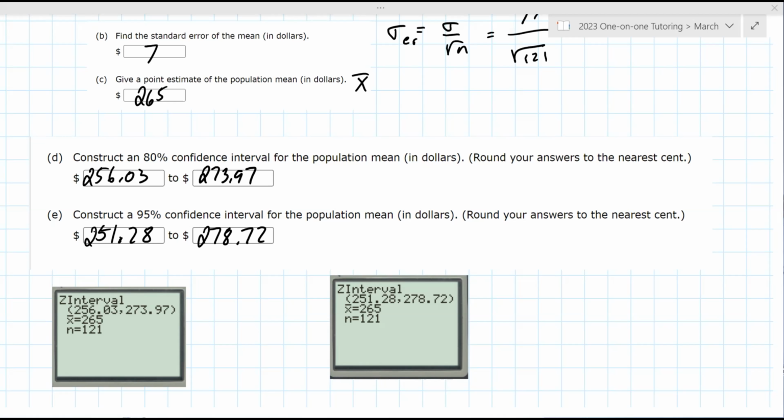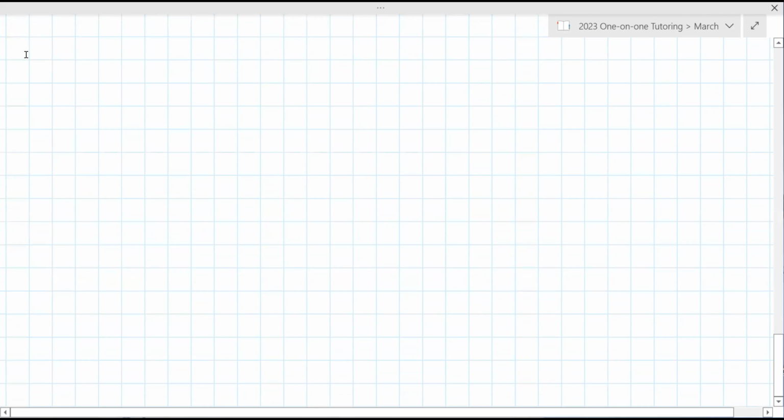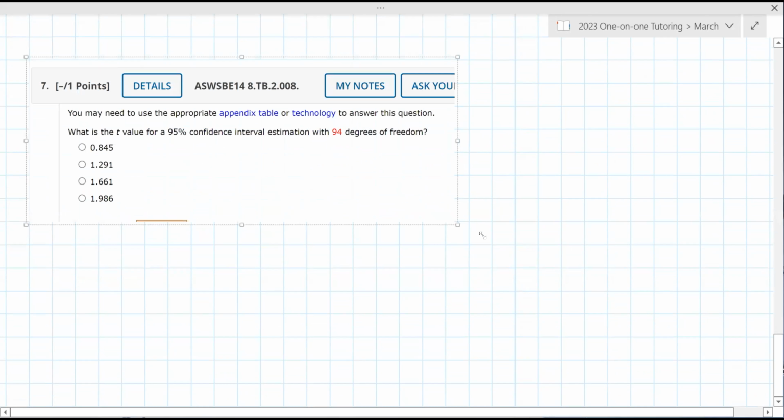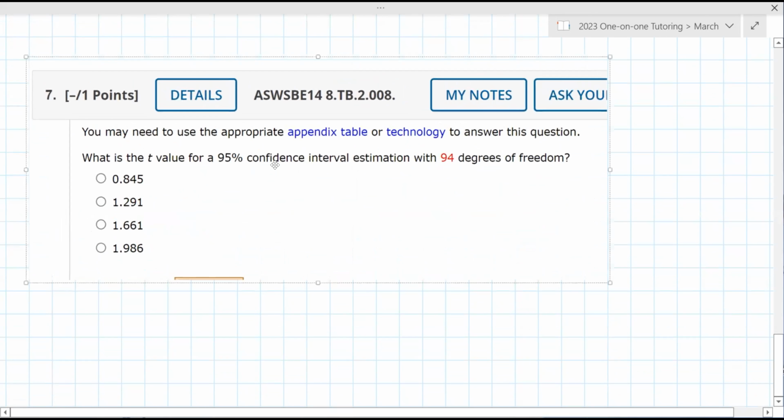All right, so question 7. Question 6 is not a numerical question. Question 7 says you may need to use appropriate technology with degrees of freedom to answer this question. It says, what is the t-value for a 95% confidence interval estimate with 94 degrees of freedom?